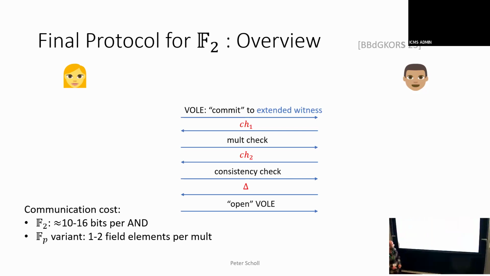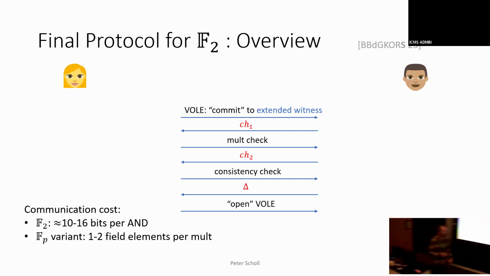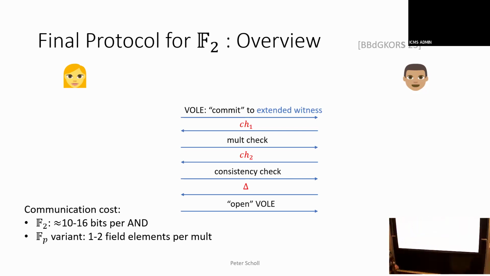Okay, and at least this version, if you run it over F2, when choosing parameters for say 128-bit security, the concrete proof size cost works out to around 10 to 16 bits per AND gate. So this is roughly the number of repetitions you do in the protocol. Or if you work over large fields, then you can work a little bit harder to avoid these tau repetitions coming into play. And then end up with something which just has an overhead of around 1 or 2 field elements per multiplication gate.